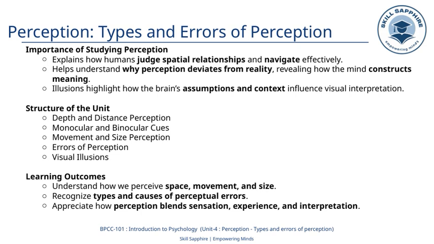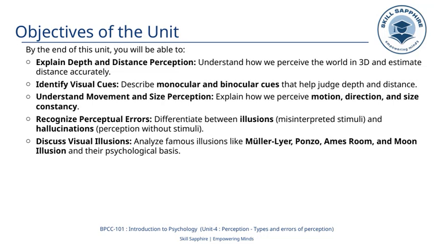By the end of this unit, you'll understand how we perceive space, movement, and size in our daily lives. You'll be able to recognize different types of perceptual errors and understand their causes. Most importantly, you'll appreciate how perception is a complex blend of sensation, past experience, and interpretation, shaping how we experience the world around us. In this slide, we're focusing on the objectives of this unit, which is part of our Introduction to Psychology course, specifically Unit 4 on perception, including its types and errors.